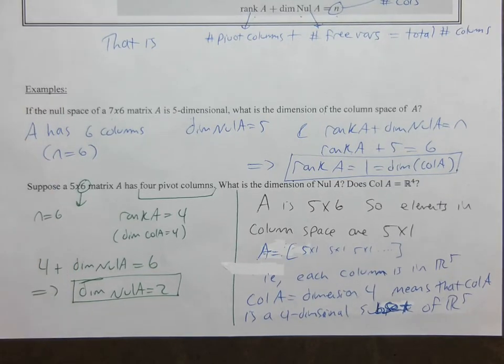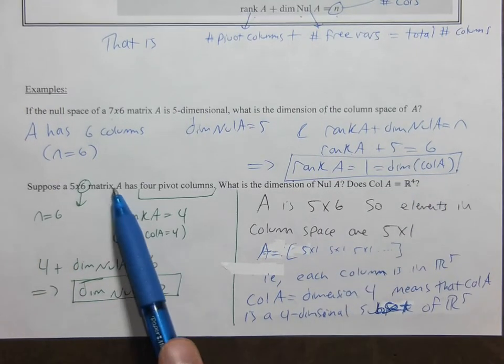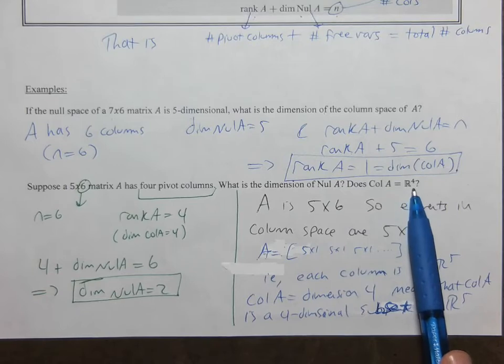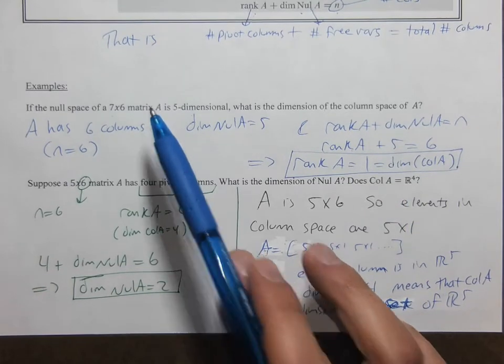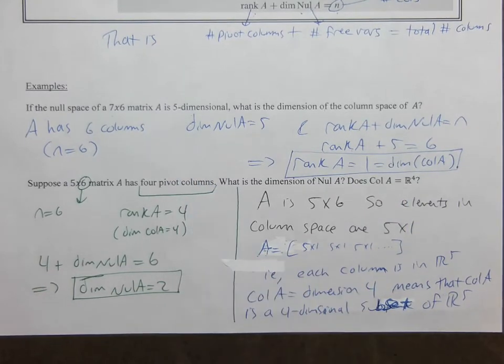Right, but the point is, having dimension 4 doesn't mean it's R4. It just means it's 4-dimensional. And so we have a 4-dimensional subset of R5 in this case.